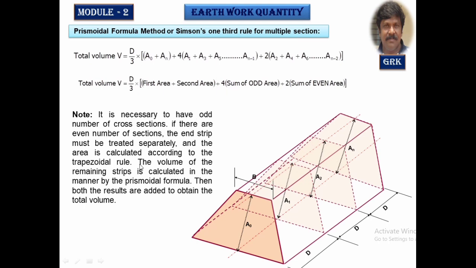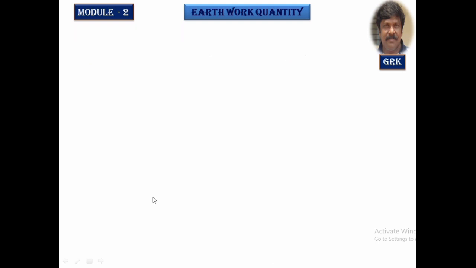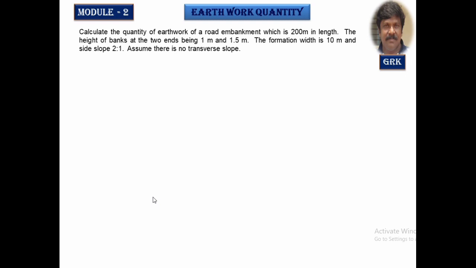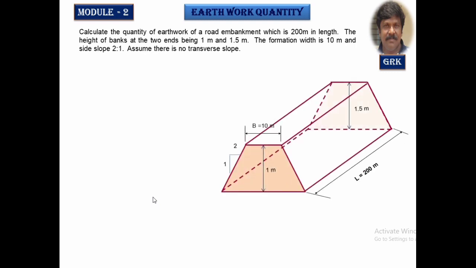I'll explain all these things by taking a typical example, and will make you understand what it means. Always this method is adopted for an odd number of strips or cross sections. We'll make you understand this by taking 2 examples. Let me take the first problem. You have to calculate the quantity of earthwork for a road which has a 200 meters length and banks having a depth of 1 meter at the front side and 1.5 meters at the other section, having a formation width of 10 meters with a side slope of 2:1.